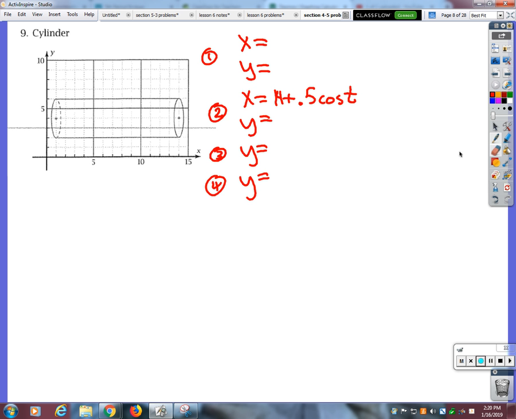I tried to turn that in. It's supposed to be a 14, and I accidentally wrote a 1. Okay. Plus 0.5 cosine t. 4 plus 2 sine t.